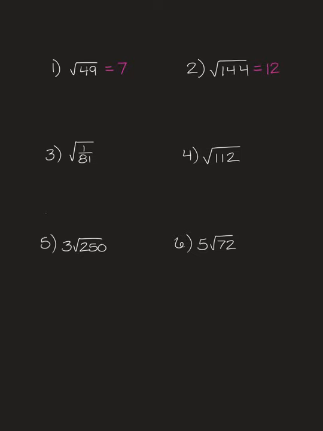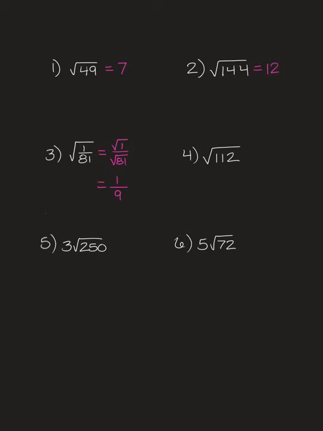Now, let's look at a different form. If we have the square root of 1 over 81, I can simplify this to the square root of 1 over the square root of 81. Well, the square root of 1, that's a perfect square, that's 1. The square root of 81 is 9, so that is 1 over 9.